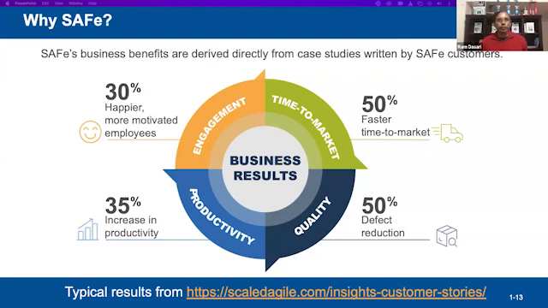50% faster time to market. That means they are able to release more value to the customers much more frequently in the shortest sustainable lead time. There's a 35% increase in productivity, and also a 50% reduction in defects.